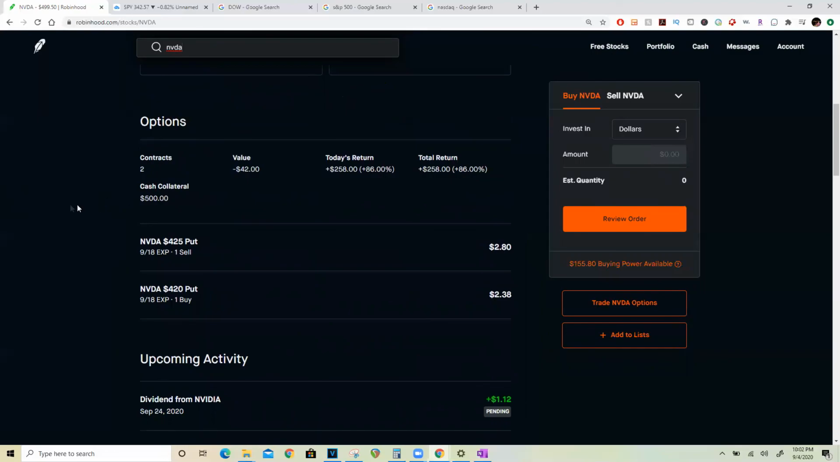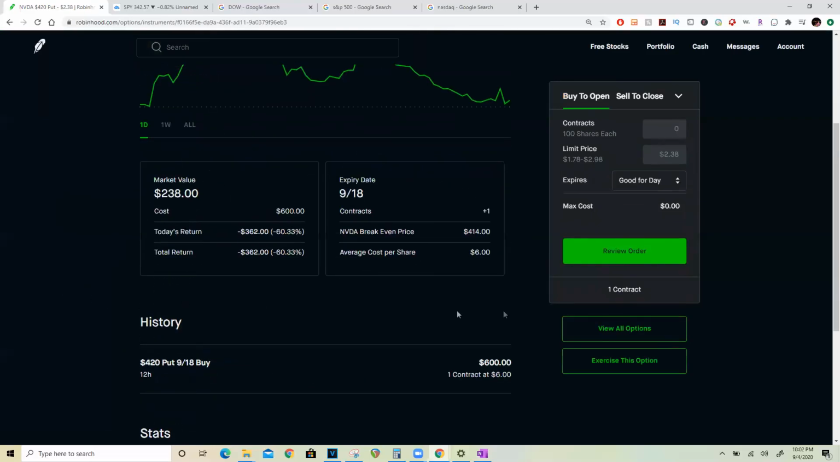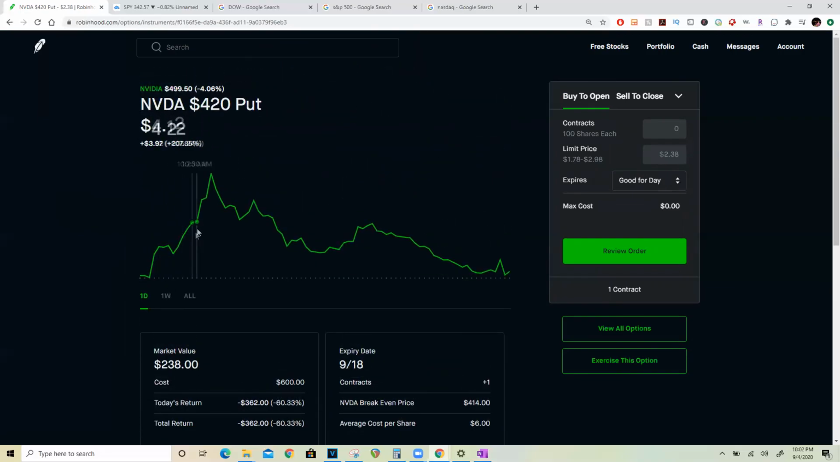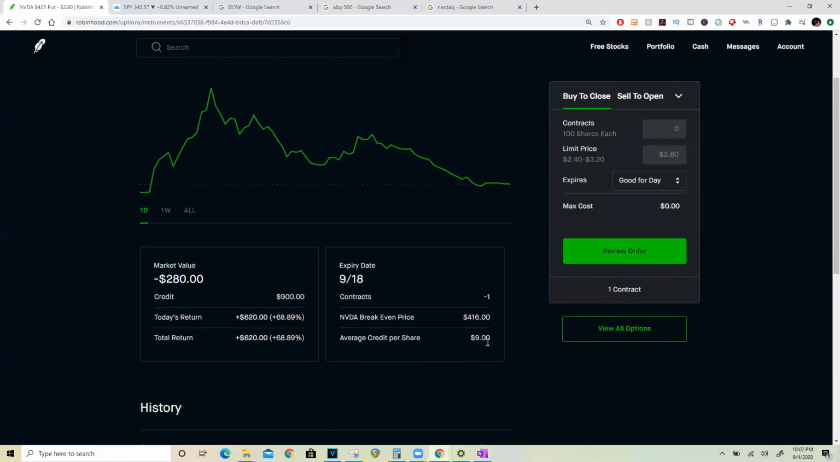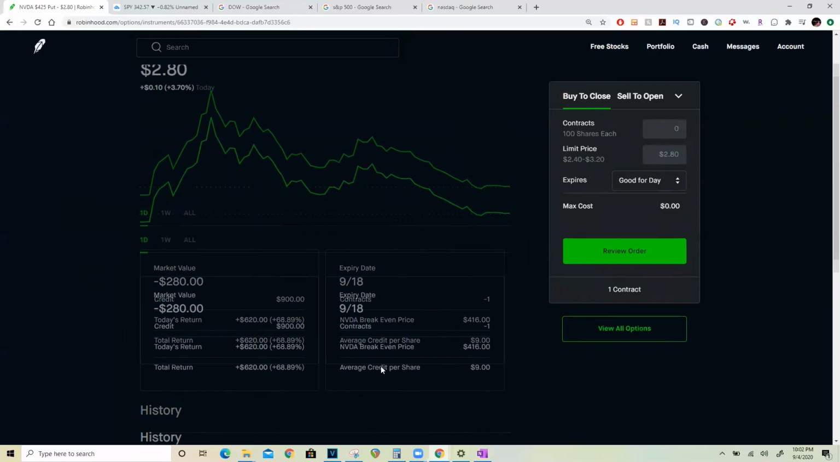Now with Nvidia, what I did was I actually had a 515 put, but I sold out of it too early. I did make 100% profit, but I saw that it was still coming down. So instead I went and bought the 420 put. I paid $600 for it. Now the thing is, again, even this one shot up a lot during the day, went up to 930, and I started seeing that it was coming down. So again, instead of selling out around 700 or 685 with barely making a profit, I decided to sell the 425 put for a credit of $900, okay?